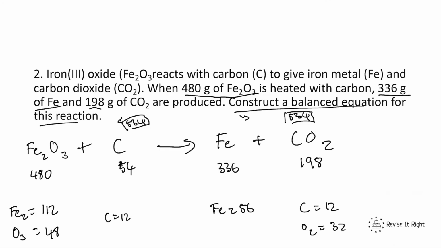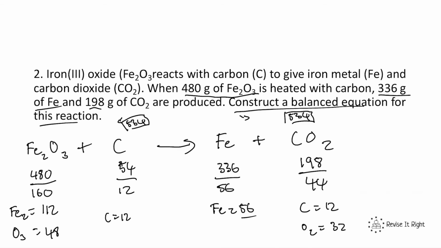Now we add them together, obviously, to get our MRs. So 112 add 48 is 160, so we're going to write that underneath there. Our carbon is just 12, so we can write that under there. Our iron is just 56, so we're going to write that there. And carbon dioxide is 12 add 32, which gives us 44. So we're going to add that there.